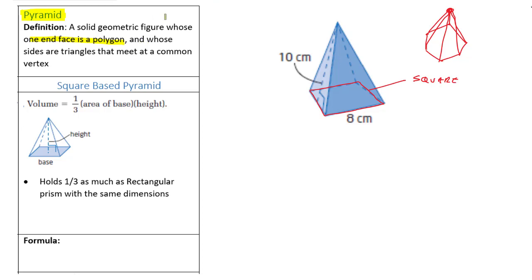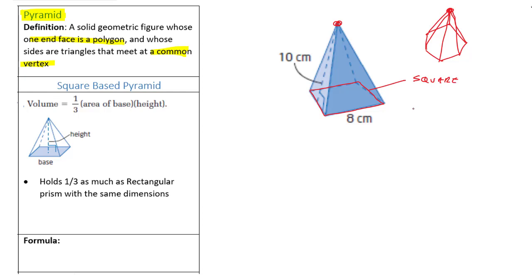The proper, fancy way to say it is that one end is a polygon whose sides are triangles that meet at a common vertex. That means a common point. They all meet at one point. So you can have a pyramid with as many sides on the bottom as you want. Based on what I'm telling you right now, you don't need the formula sheet to find out any of them. We could add a whole bunch of sides at the bottom, and you could figure it out.